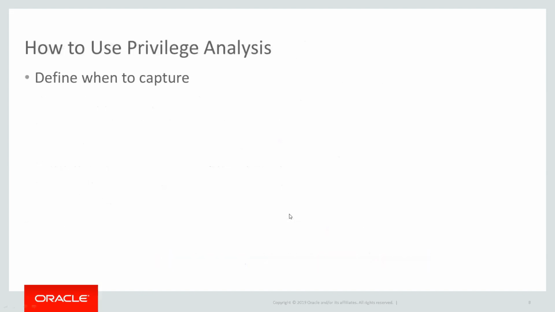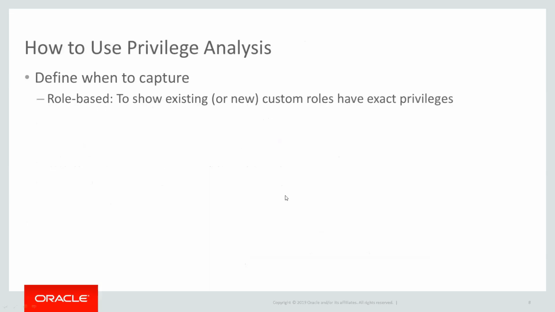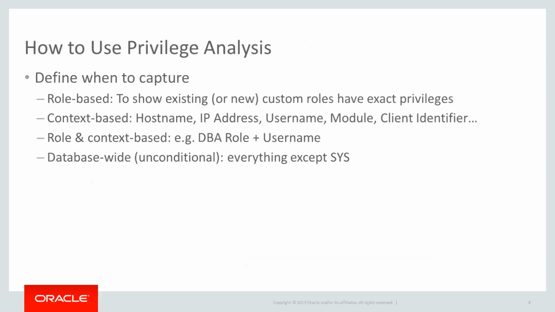So how do we use privilege analysis? Well, first we have to define when to capture it. There are 4 methods that we use here on how to define it. First, we can do it role-based. So let's say we want to look at an existing custom role that we've created, which we'll do in our demonstration today, and decide whether it needs those privileges or not. Or maybe we want to create a new role based off of an existing role, break those privileges out. We can do it context-based, meaning we can look at the client's host name, IP address, username, module, or a custom identifier to kick off privilege analysis.